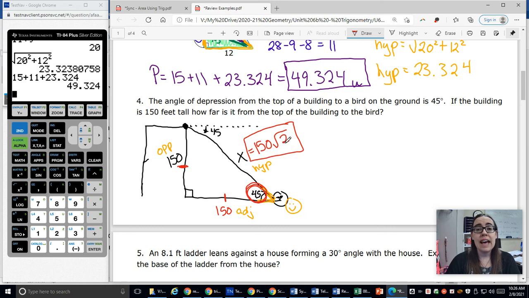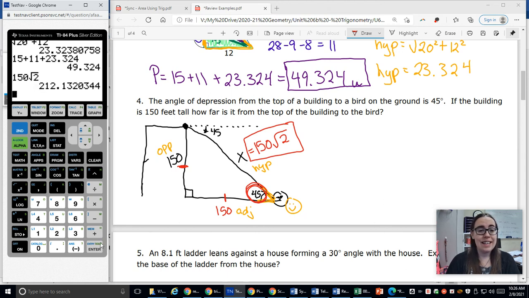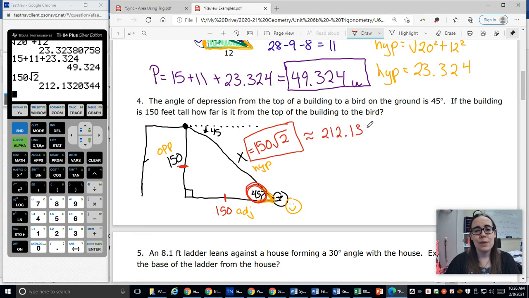If I don't see that, if it's multiple choice and I see all decimal answers, then I just come over here and I say 150 square roots of 2, and hit enter. And I know that this rounds to 212.132.